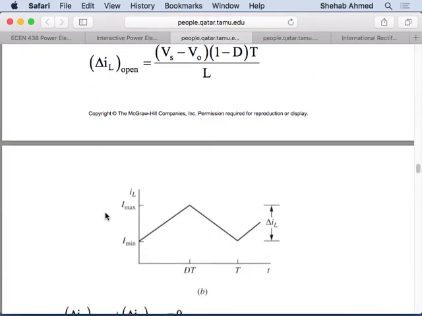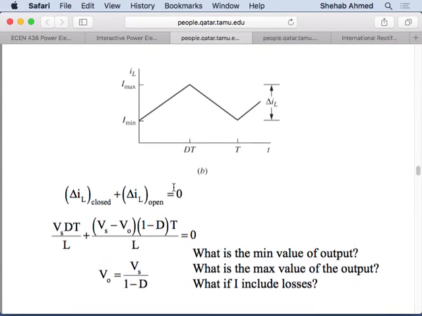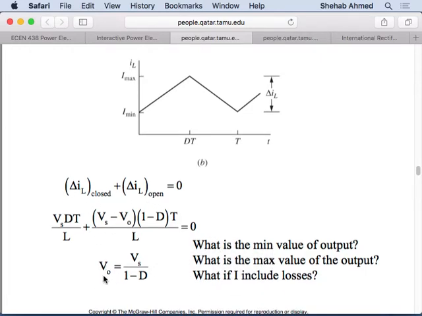I have delta I when the switch is open. That was calculated from here, and then I do the same thing. I add the two delta I's to find my voltage transfer function. So add them up and simplify the equations. I end up with a relationship between V output and Vs equal to this.